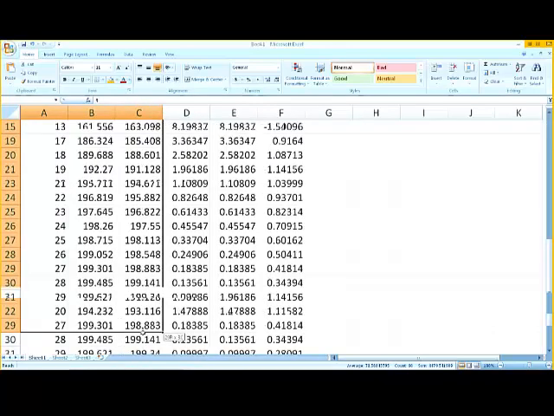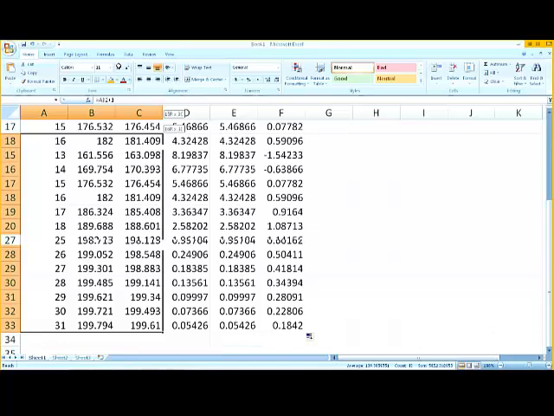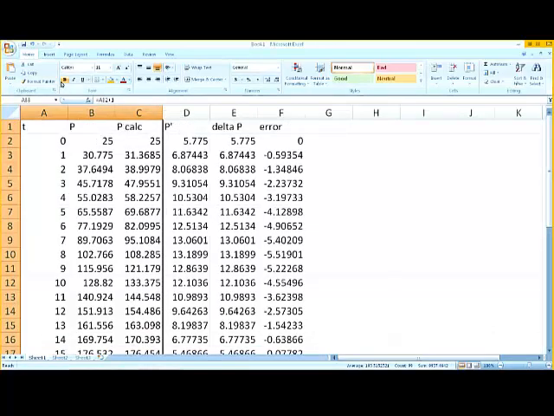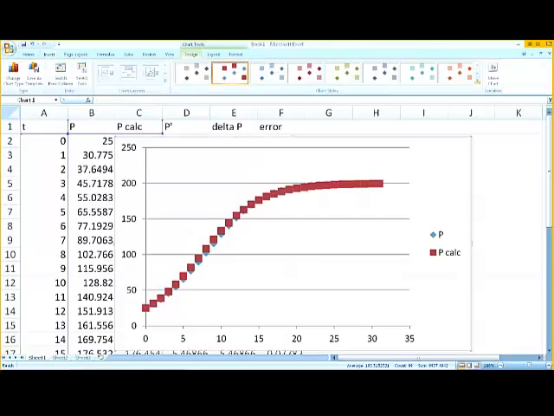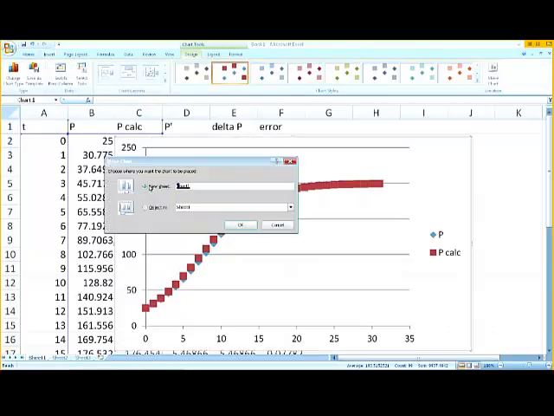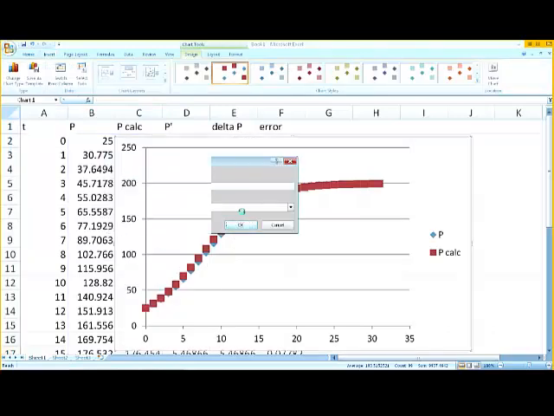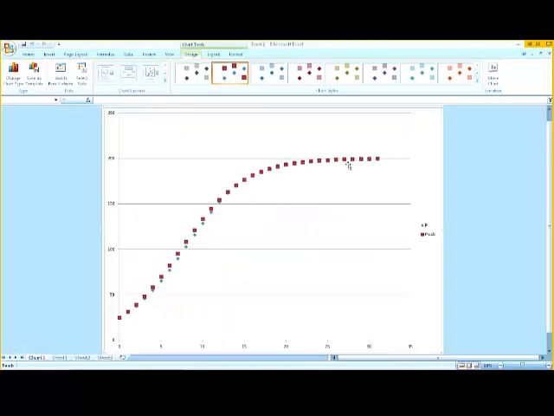Let's see what this relationship looks like. So we're going to highlight everything, go to Insert, go over here to Scatter Plot, pick this one, and now we're going to go up to Move Chart to make a separate sheet that includes the graph. So there it is. There's our logistic growth equation.